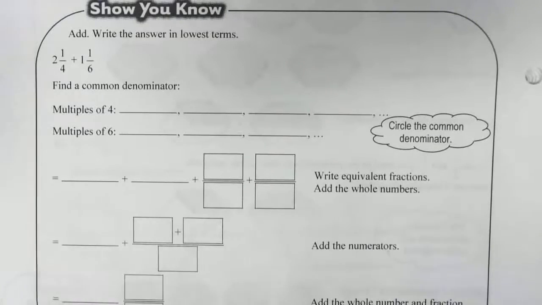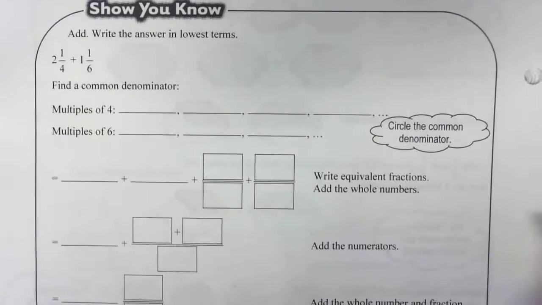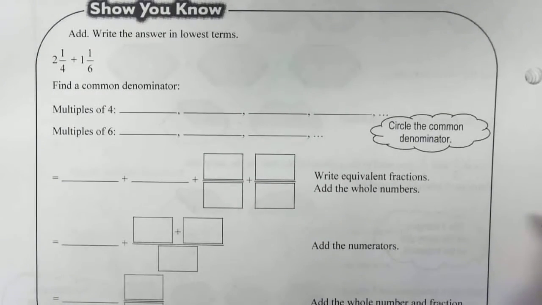All right, let's take a look at this one. Again, we're adding mixed numbers, 2 and 1/4 plus 1 and 1/6. So let's start. We've got two different denominators. Let's find the multiples of each and then try and find a common one.